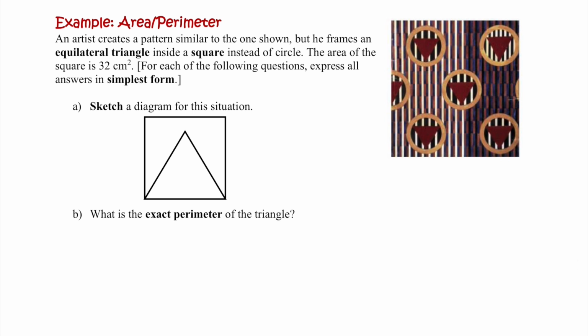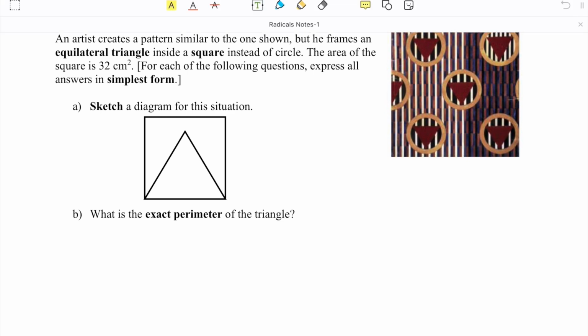An artist creates a pattern similar to the one that's shown, but he frames an equilateral triangle inside a square instead of a circle. The area of the square is 32 centimeters squared. Sketch the diagram for the situation. So we are given that the area of the square is equal to 32 centimeters squared. We know that this is the height.